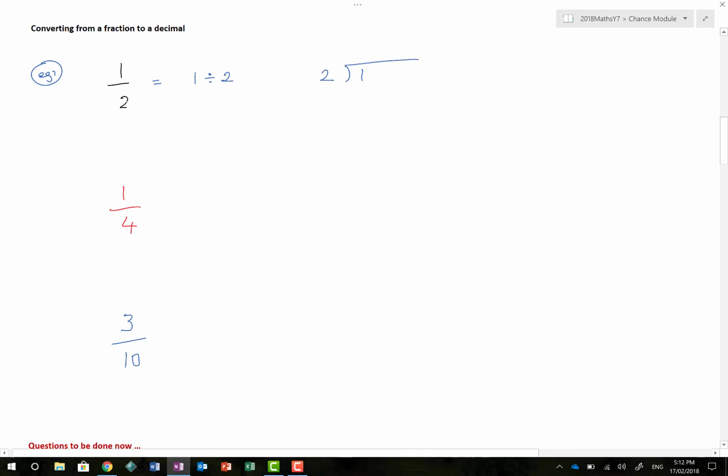And it's really important there that you get the order right. Notice that the 1, this first thing here, is inside my bracket. Right? It's inside that division sign. And the 2 is outside. So the thing on the bottom, the denominator, is always the one that goes outside. Now, I already know that 1 does not divide by 2. So I'm actually going to put a decimal point and a 0 there, because I know I'm going to end up with a number smaller than 1.